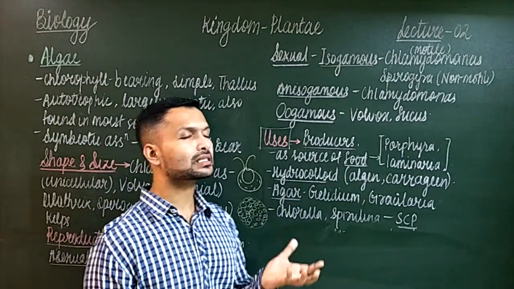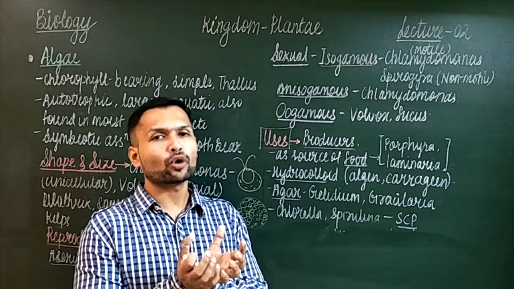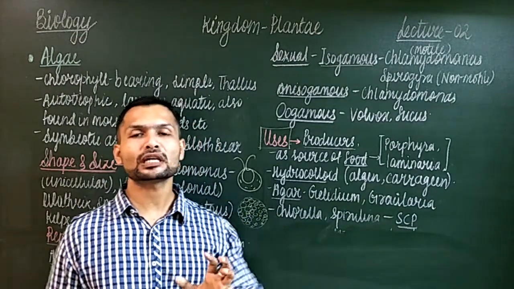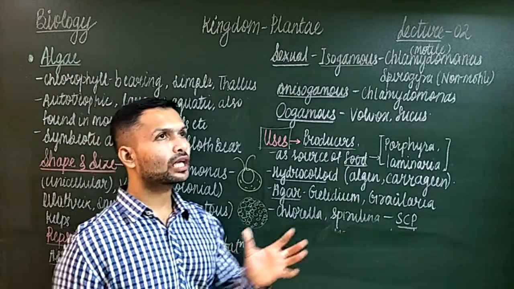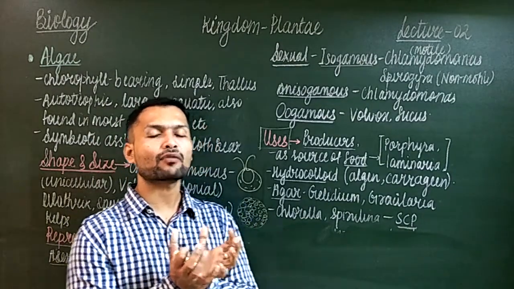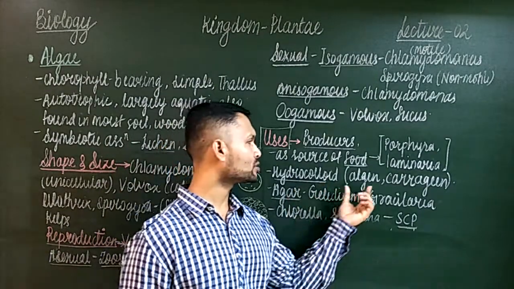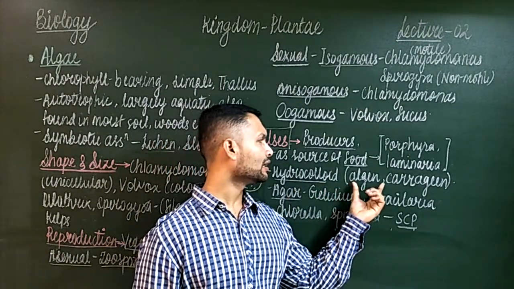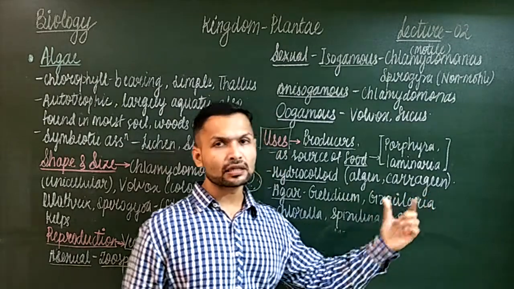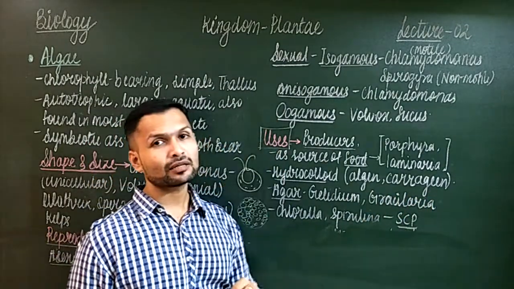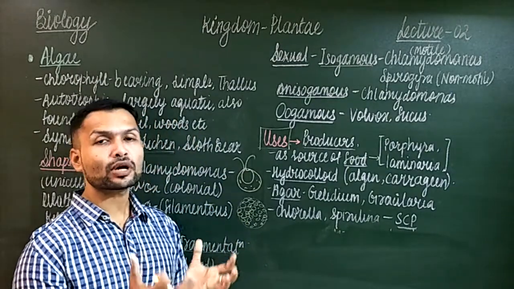Hydrocolloids ये वो chemicals होते हैं which can hold water, because generally algae like to grow in those areas which are moist. So what they do, they absorb moisture so that they have high water content in them. So they produce certain chemicals which are like carbohydrates only, like algin and carrageen. So these are two chemicals which are obtained from algae, basically because they have a greater tendency to absorb water.